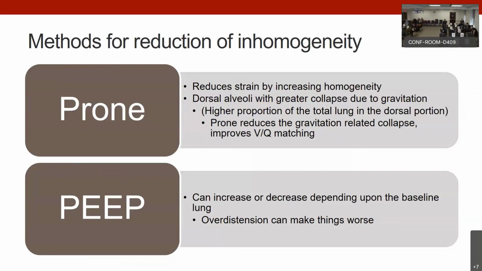So your transpulmonary pressure may increase if you incorrectly set your PEEP. I'm sorry, your PEEP right here. But the proning is something that you get for free, and it improves VQ mismatching and then the gravitation-related things that we talked about.